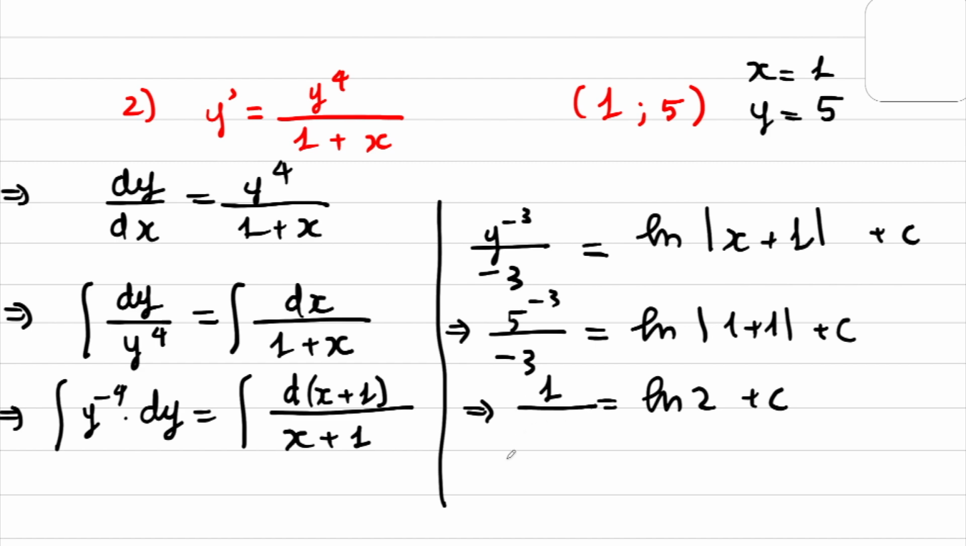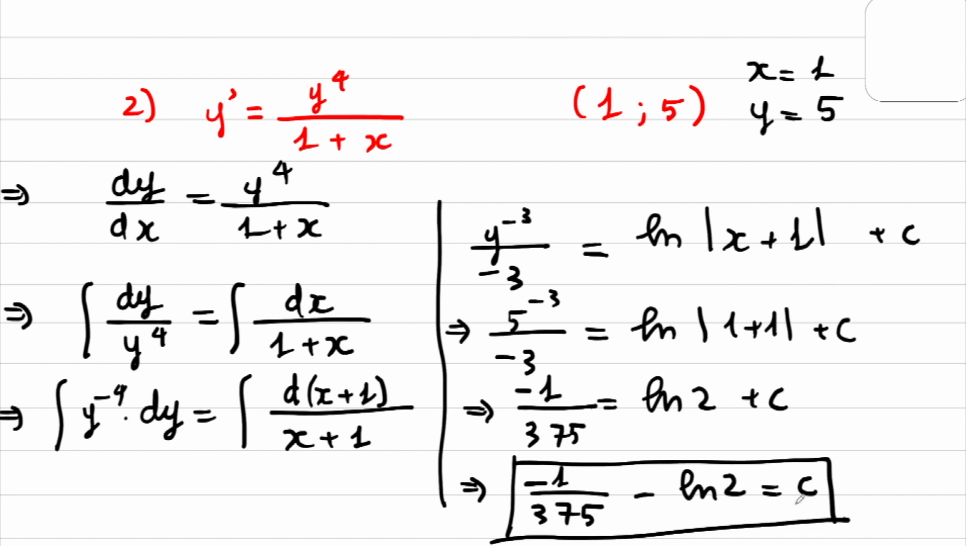So from here you got ln 2 plus c, and for this one you got 1 over, let me clear this one first, 5 to the power of minus 3, and then you will get 3 more. So for this side you got minus 1 over 375. And how about c? You will get c is minus 1 over 375 minus ln 2 here. This is equal to c. Yeah, okay, that is the value of c.